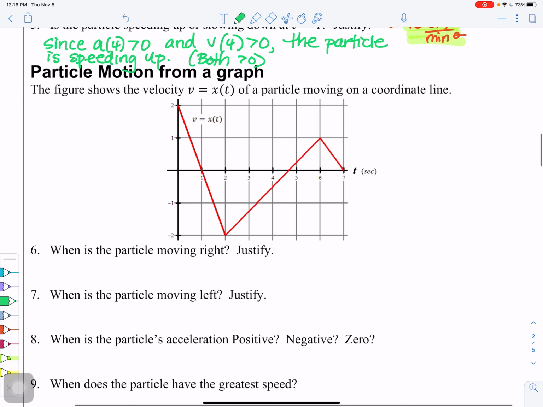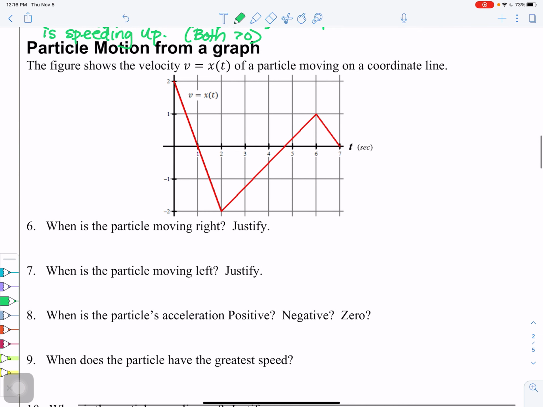Finally, let's look at particle motion from a graph. Okay? So this figure shows the velocity. Don't get confused with this x of t. This is velocity, and this is time. I don't see any units for velocity, so we just won't use units on this one. I see time as seconds.